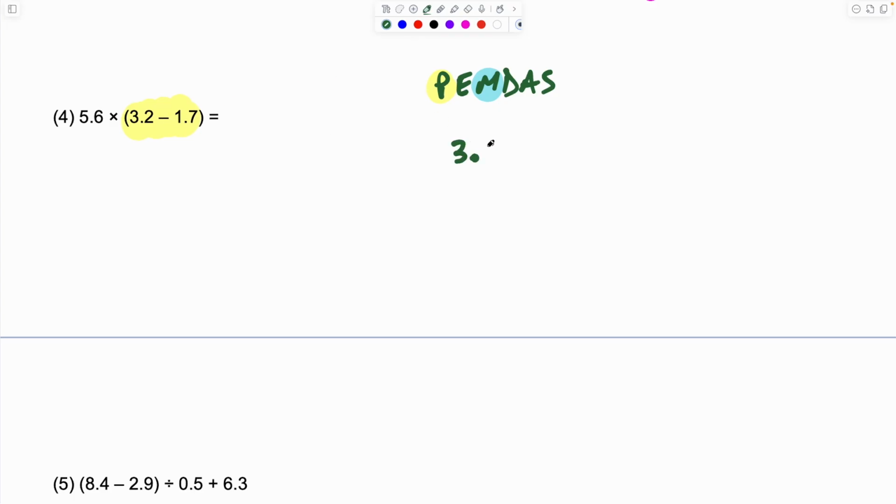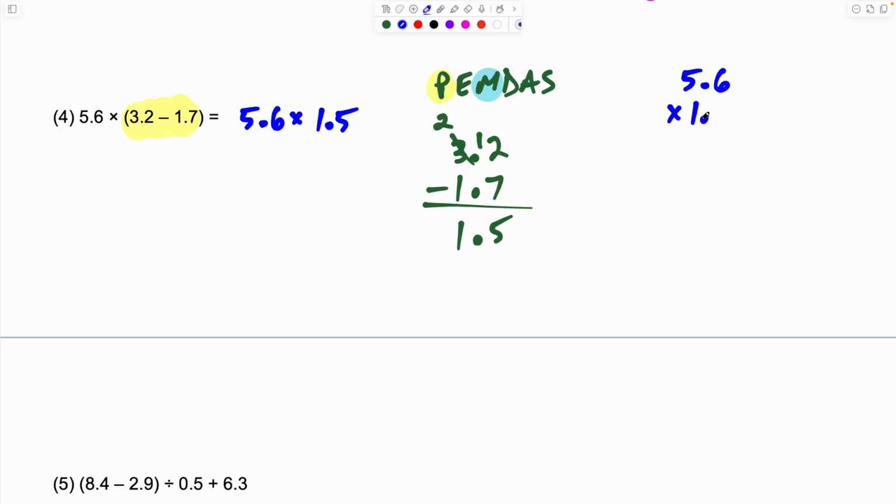So we could do 3.2 minus 1.7. For this, we'll borrow. We put a 2 here and a 1 here, and 12 minus 7 is 5. Bring down the decimal, 2 minus 1 is 1. So what we have next, we could say this is equal to 5.6 times the parenthesis part simplified to 1.5. Now we could go ahead and multiply this out. So we're going to do 5.6 times 1.5.